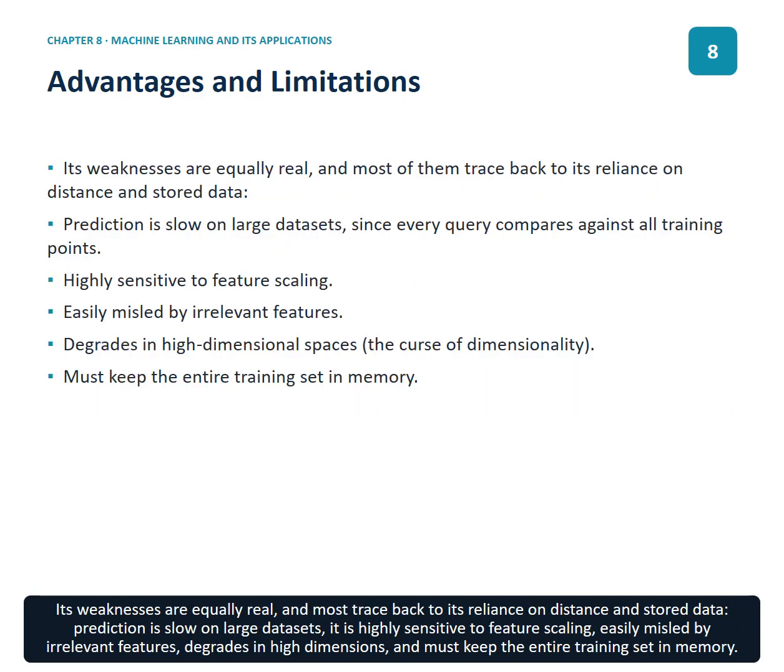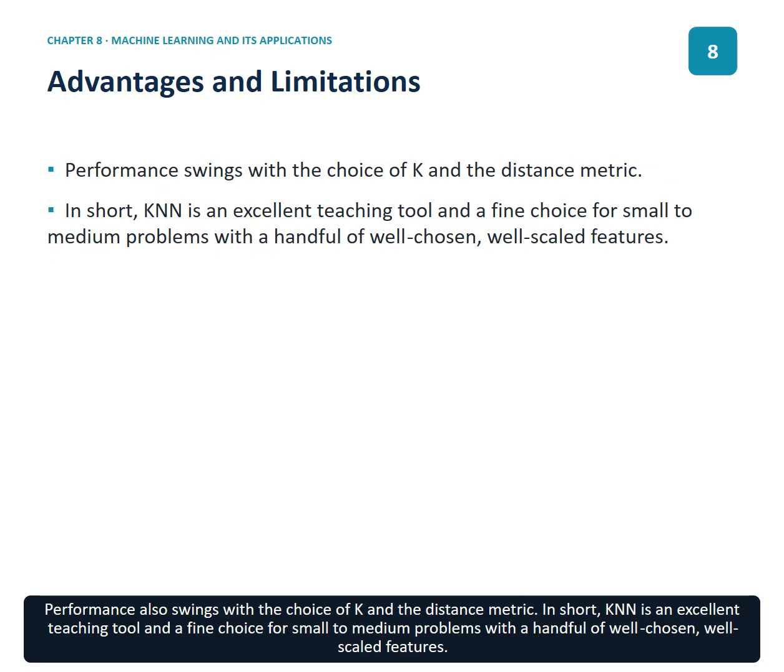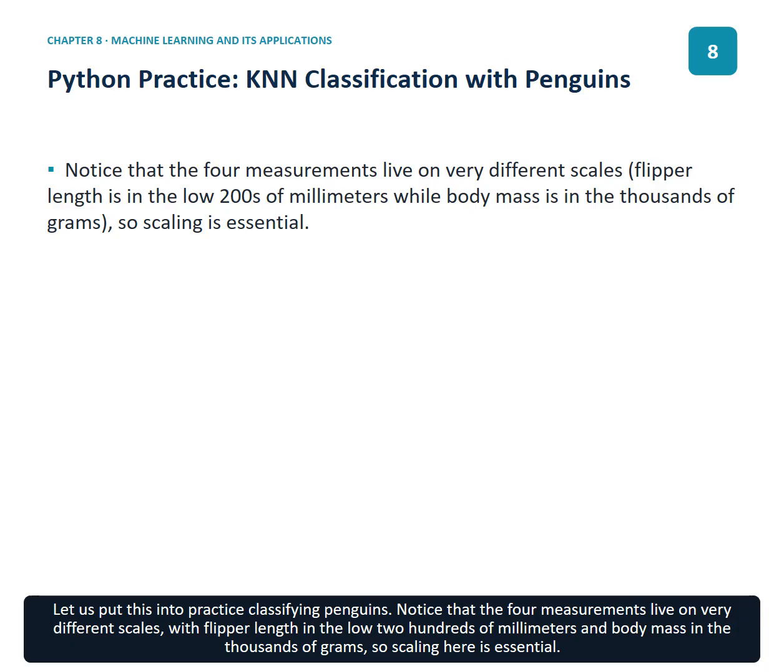Its weaknesses are equally real, and most trace back to its reliance on distance and stored data. Prediction is slow on large datasets. It is highly sensitive to feature scaling, easily misled by irrelevant features, degrades in high dimensions, and must keep the entire training set in memory. Performance also swings with the choice of k and the distance metric. In short, KNN is an excellent teaching tool and a fine choice for small to medium problems with a handful of well-chosen, well-scaled features. Let us put this into practice classifying penguins.